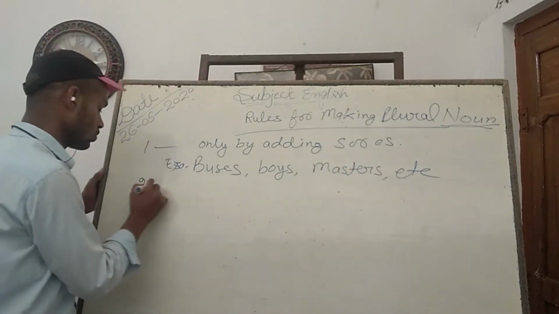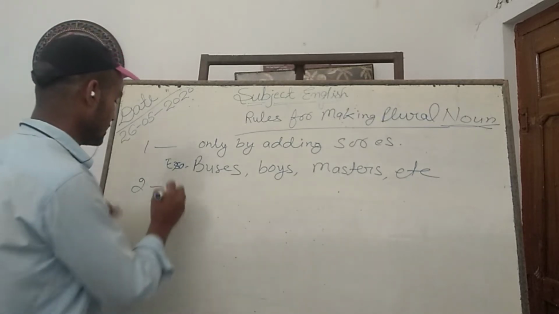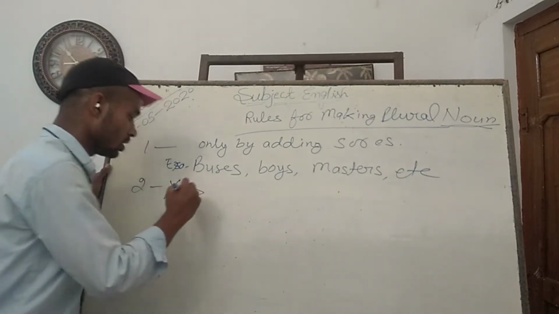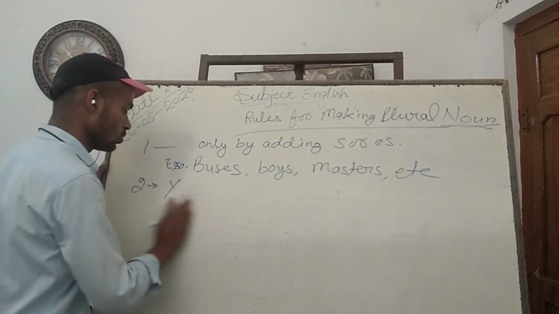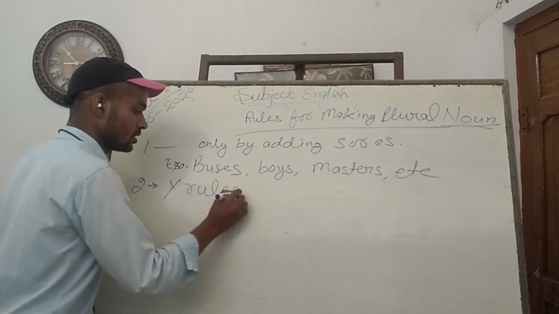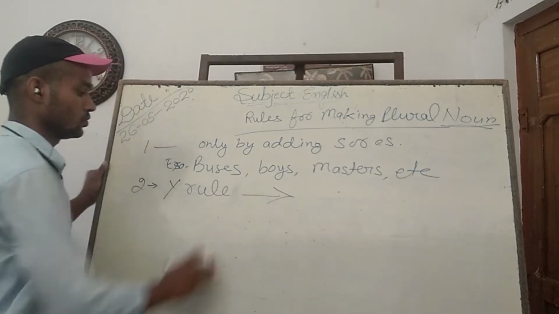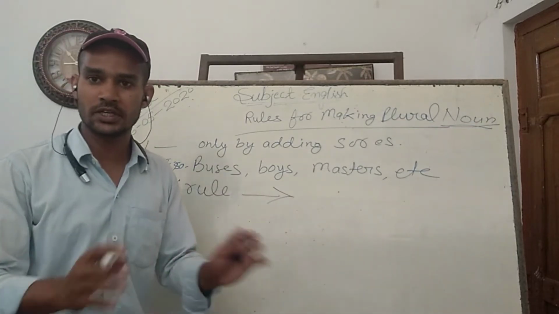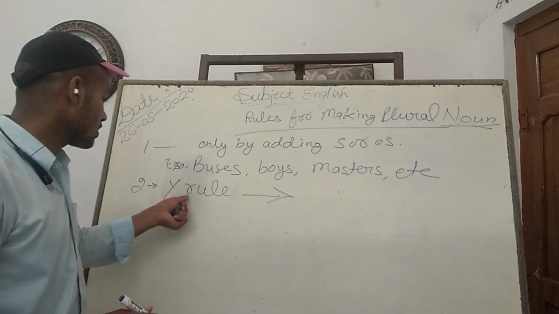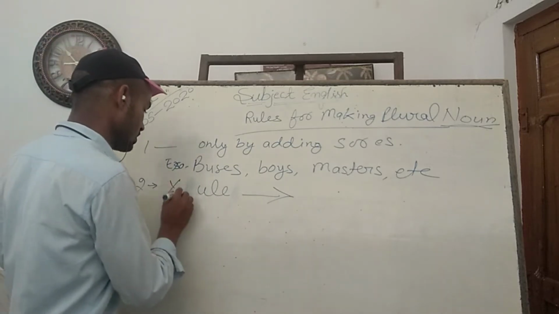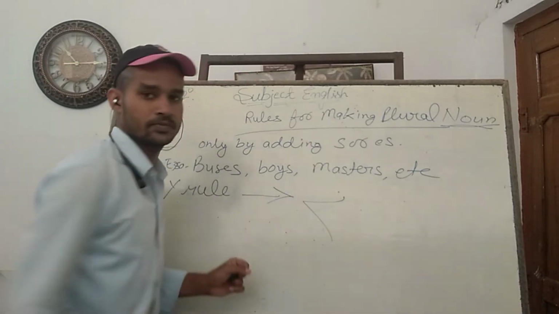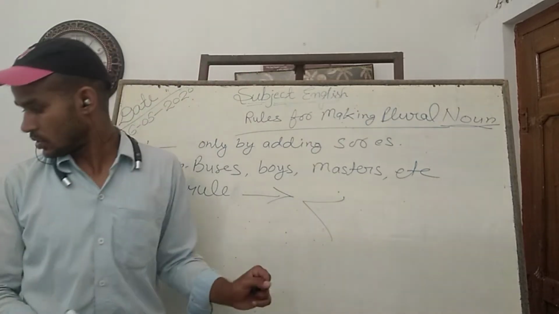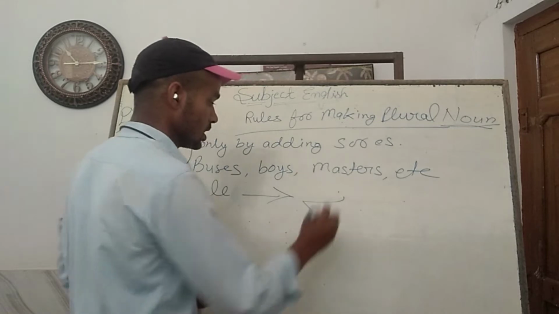But the second rule is related to the y rule. Keep it in mind, because in books you will read this rule many times and students get confused. So let us learn about the y rule, and there are two rules related to it. In this way you can learn easily. What are the two rules?